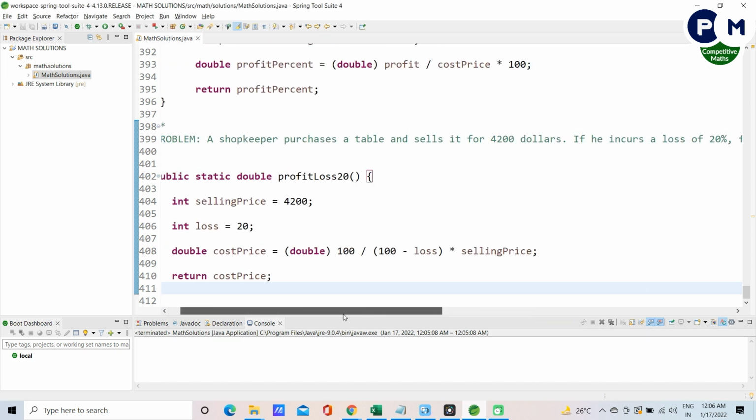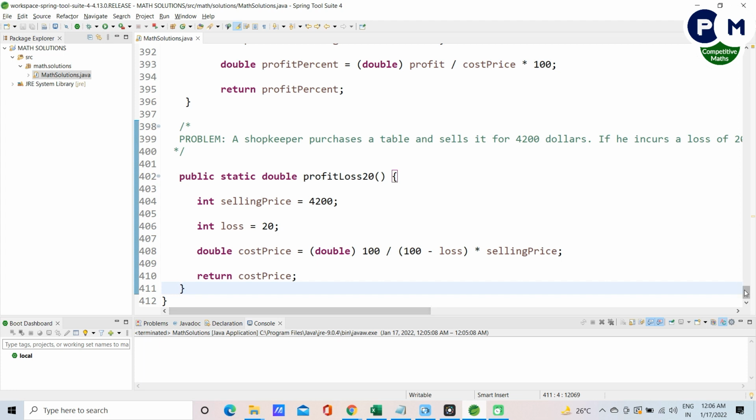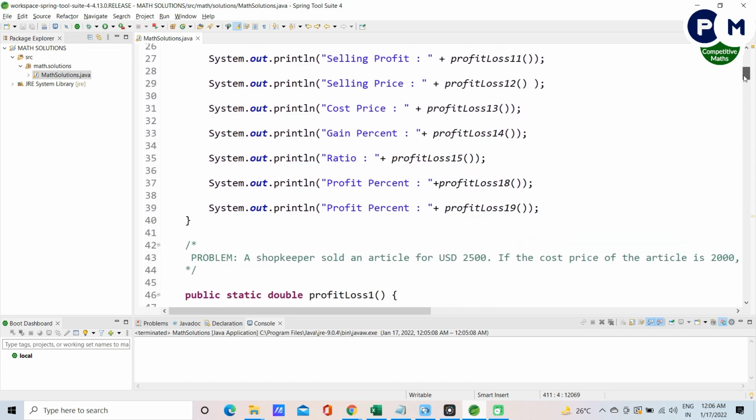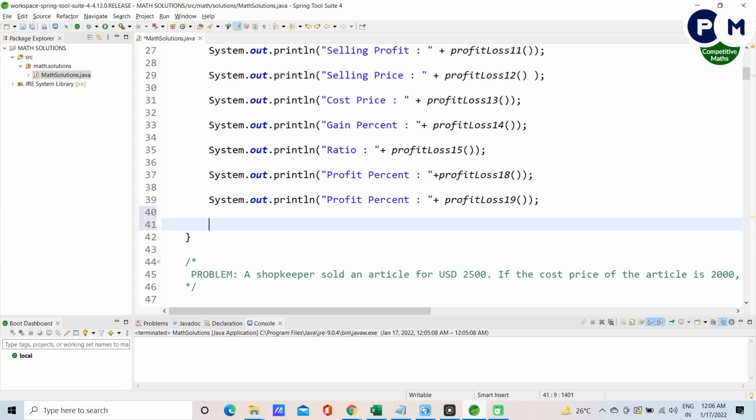Here is the problem statement. I am going to define a new method for determining the cost price for earlier solved problem 3. Define the selling price and loss member variables and initialize them.